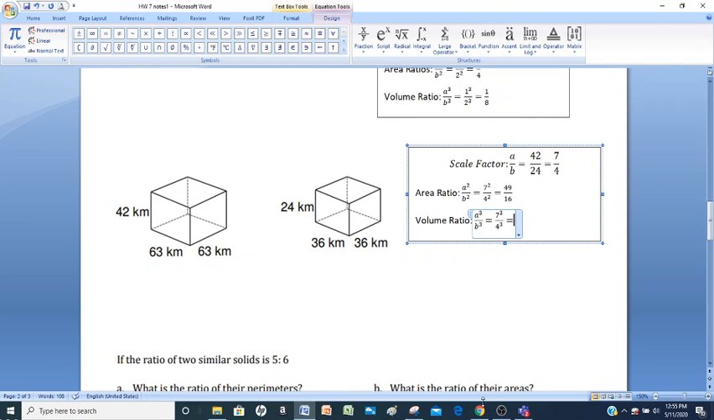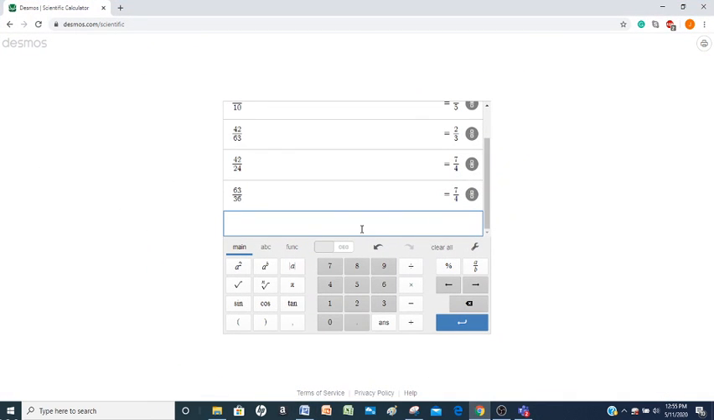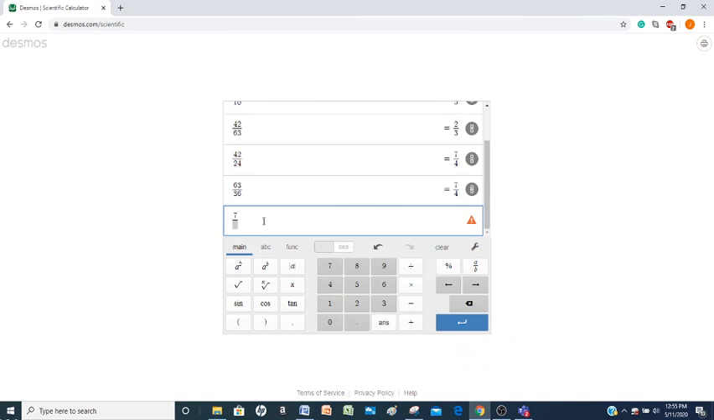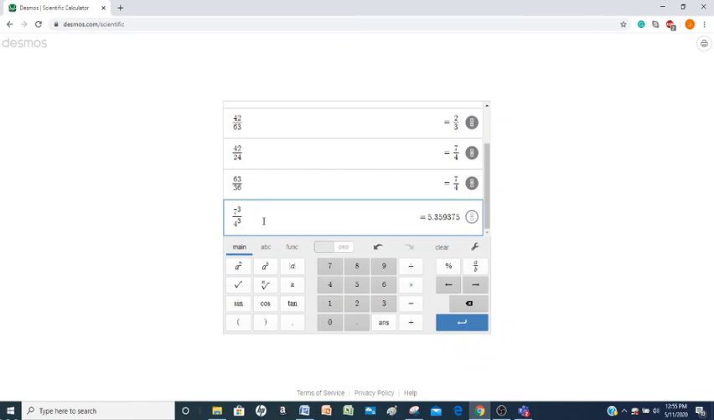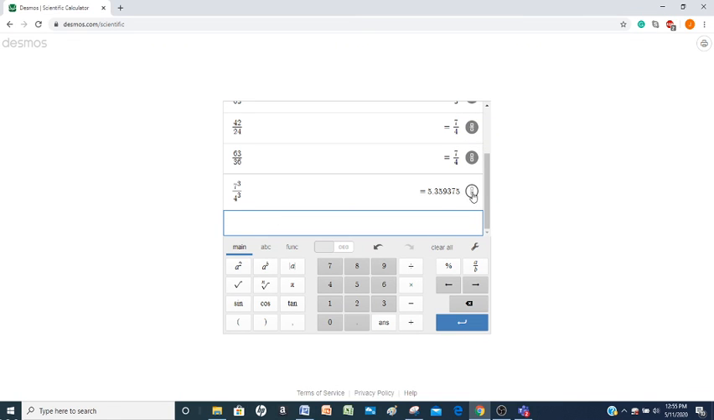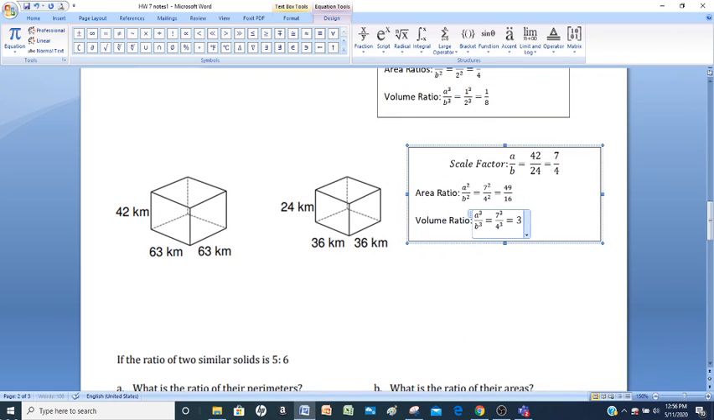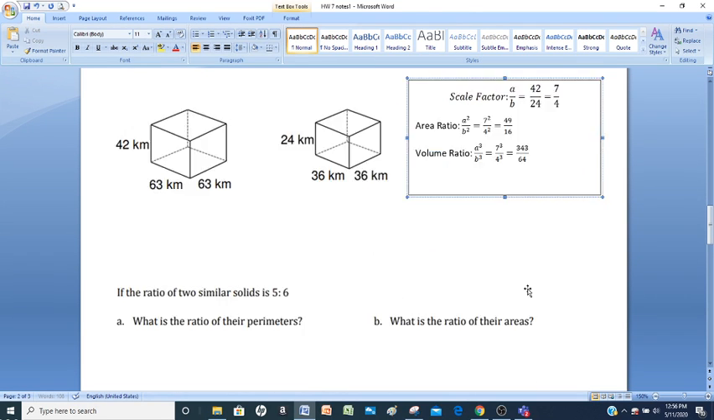So here I will go ahead and use my calculator. 7 cubed over 4 cubed. And the neat thing about this calculator, you could write it just the way it looks. 7 cubed, 4 cubed. You press enter. Let's convert that to the fraction. So 343 over 64. And that's it. That's how easy this stuff is, guys.